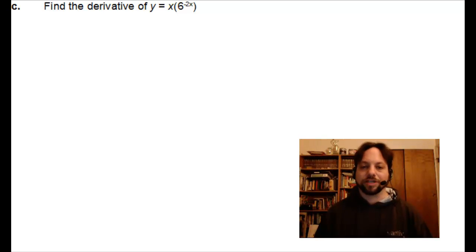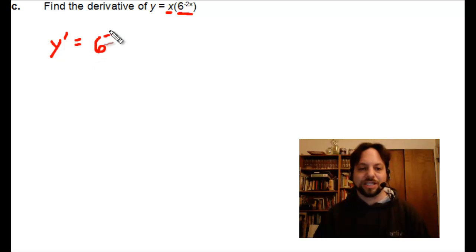Of course, it would be boring to just start off with a simple exponential derivative. So let's start off with this guy right here. Clearly, there are 2 parts to this function, and so we are going to have to use the product rule, but that shouldn't be a big deal. Let's go ahead and see how this looks. If I want to find the derivative of this, I'll have y prime. Maybe I want to start by differentiating the first part, the x. That will leave us with just 6 to the negative 2x here.